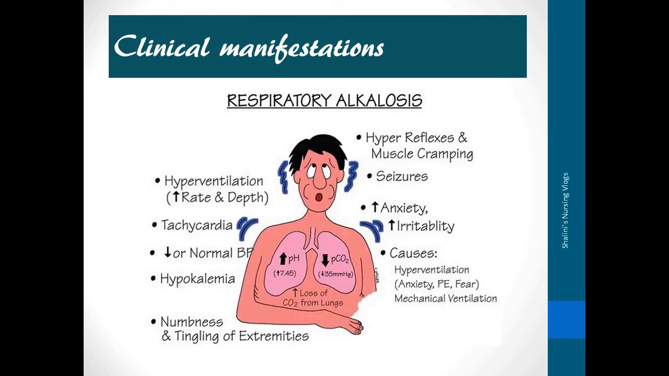Now the clinical manifestations of respiratory alkalosis. I have told you the primary cause is always hyperventilation. There can be secondary causes also like anxiety, pulmonary embolism, fear, mechanical ventilation. So the clinical manifestations are hyperventilation, tachycardia, normal BP or drop in BP, hypokalemia, numbness and tingling of extremities, hyperreflexia, muscle cramping, seizures, anxiety and irritability. The bottom line here is the pH is increasing and the carbon dioxide level is decreasing.